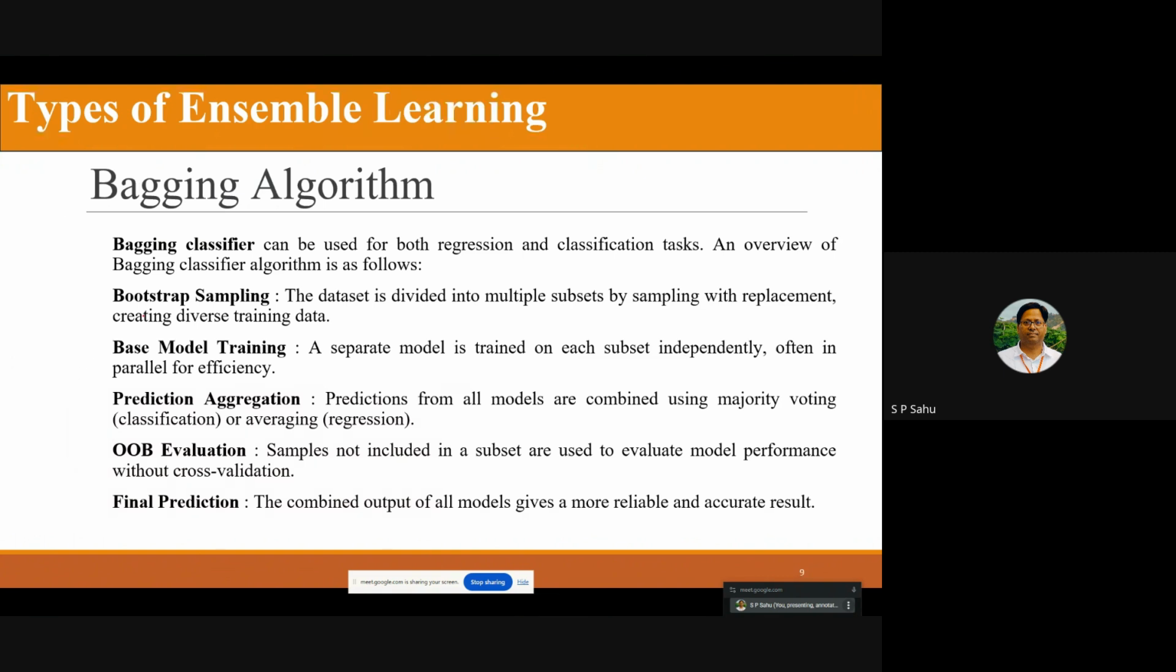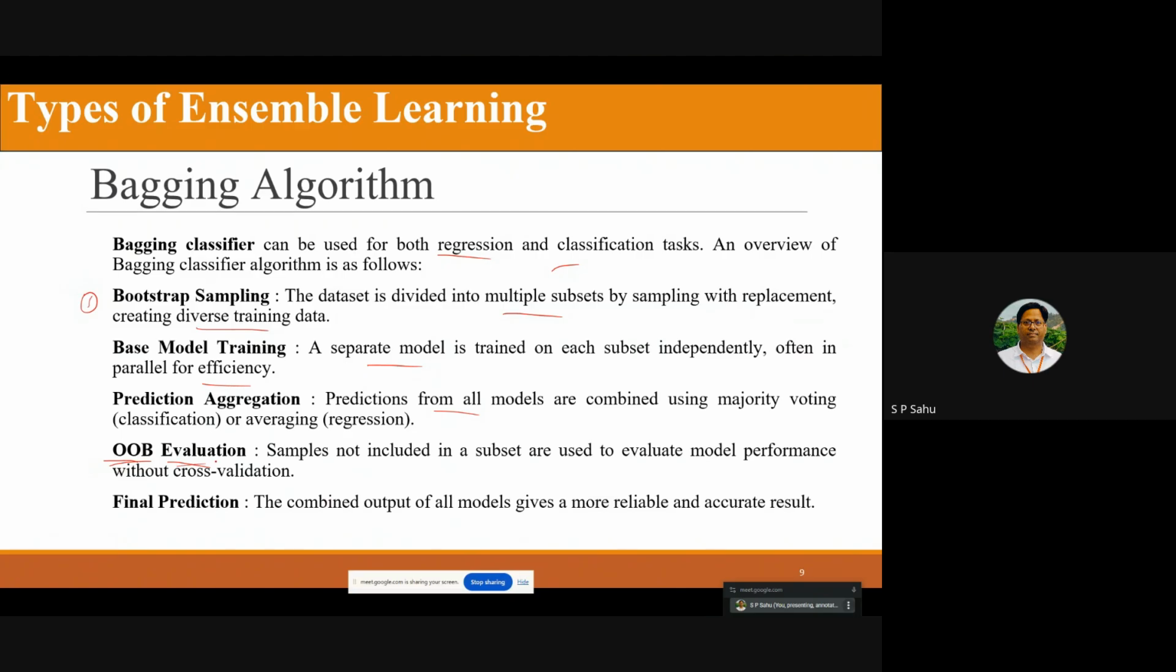So let us see the bagging algorithm step by step. It can be used for both regression and classification. The first step is bootstrap sampling. The data is divided into multiple subsets with replacement, creating diverse training data. Then a separate model is trained on each subset individually, often in parallel for efficiency. Then predictions from all models are combined using majority voting for classification or averaging for regression. And then validation, which is OOB, out of bag evaluation.